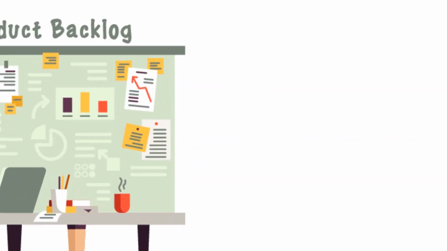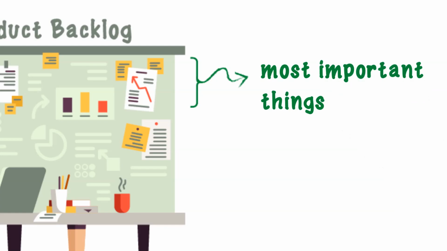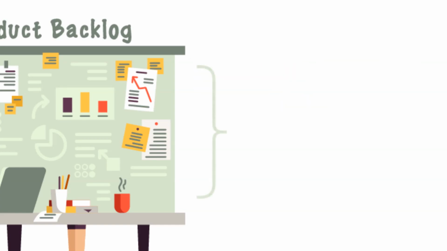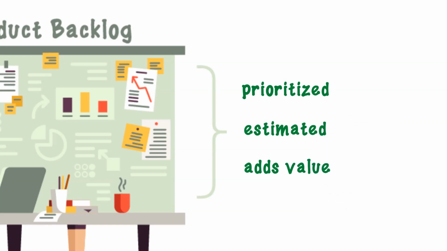In a product backlog, the most important things are placed on the top. It helps the team know what they should deliver first. These items are not just a to-do list. Each of these items is prioritized, estimated, and adds value for the customer.